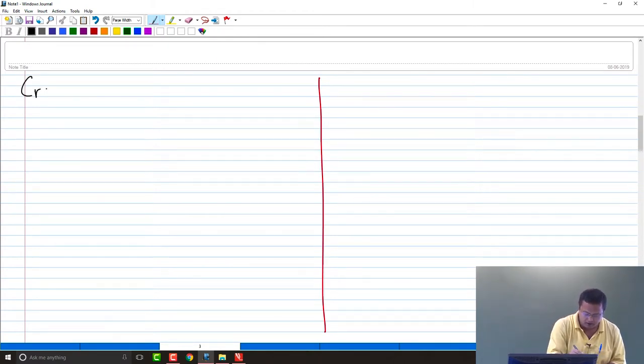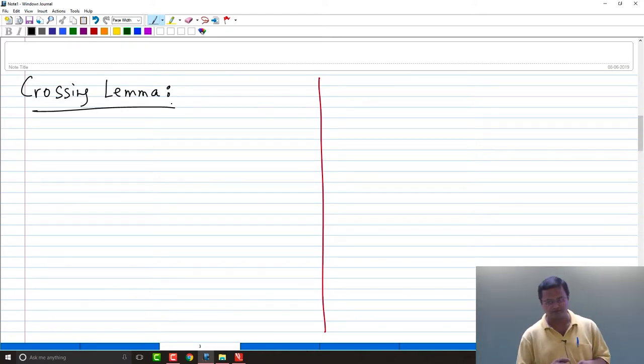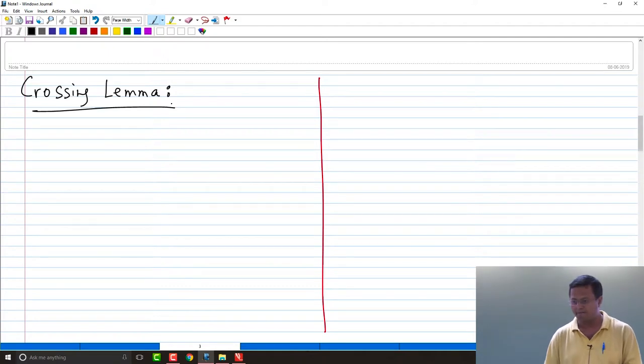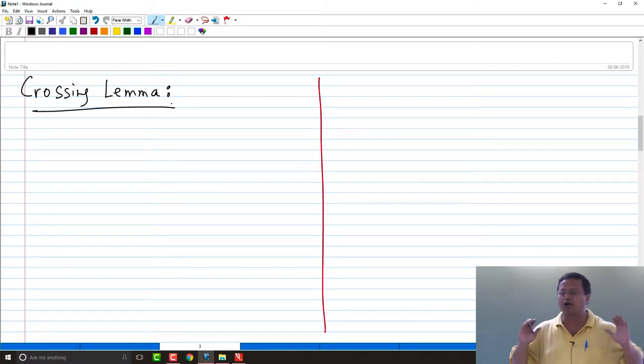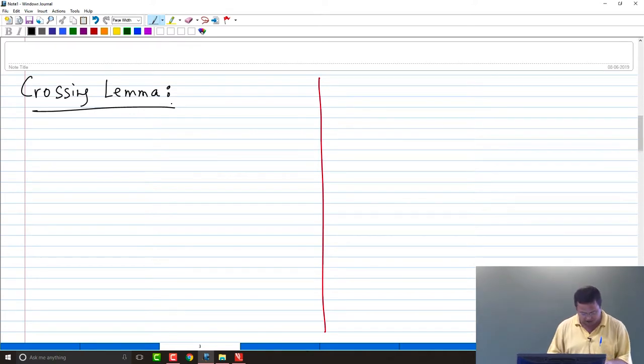First, he did this crossing lemma, no? What was the crossing lemma? For a graph having suitably many edges, you cannot avoid a certain number of pairwise edge crossings. Right. So, if you want to draw a suitably dense graph with a certain number of edges, then you cannot avoid some crossings. Okay. And you have a formal statement of it, and he proved it by a nice probabilistic argument. We are not going to prove it now. I think you already know the proof, or you can look back.